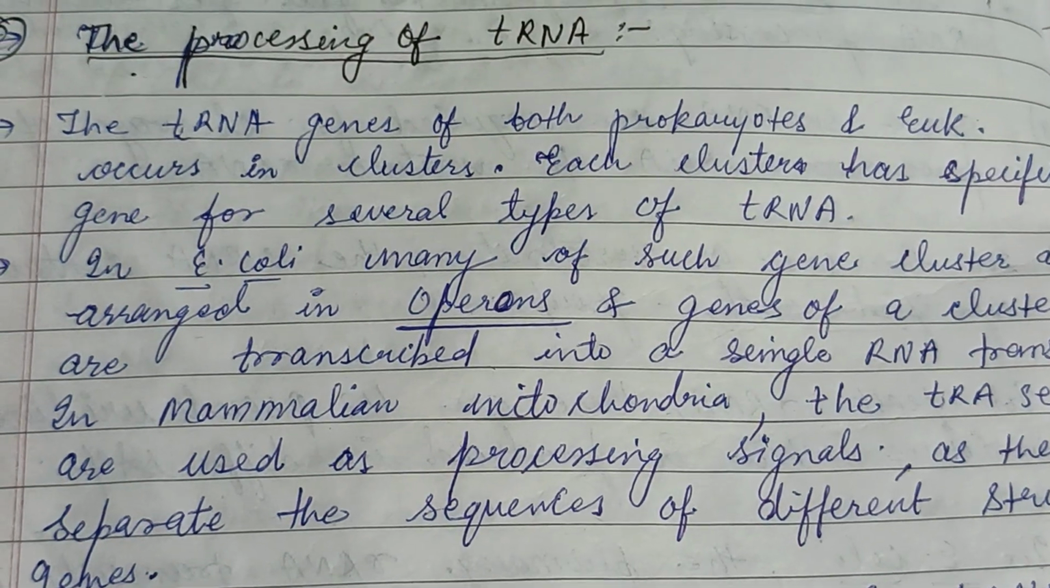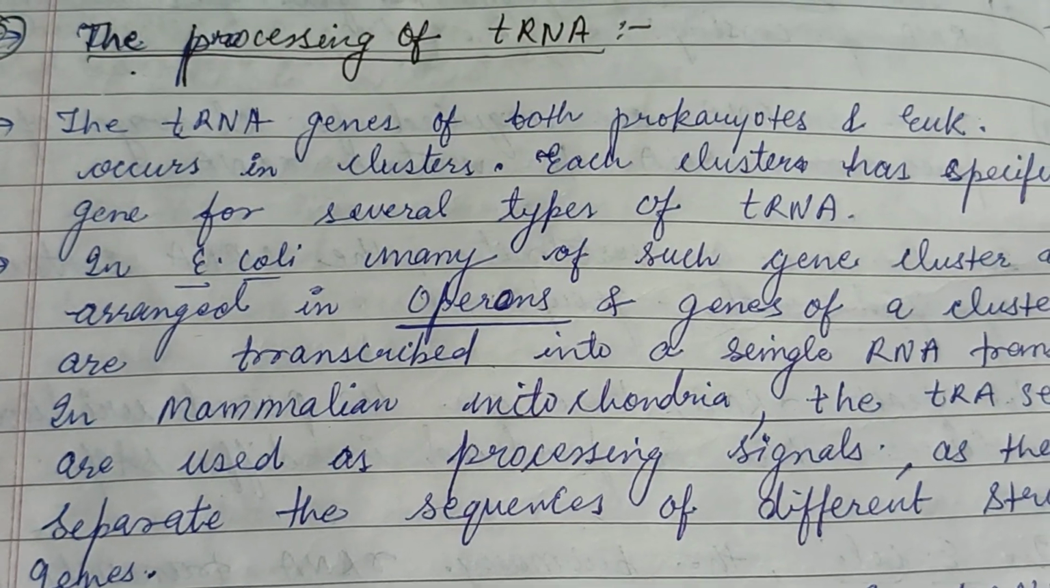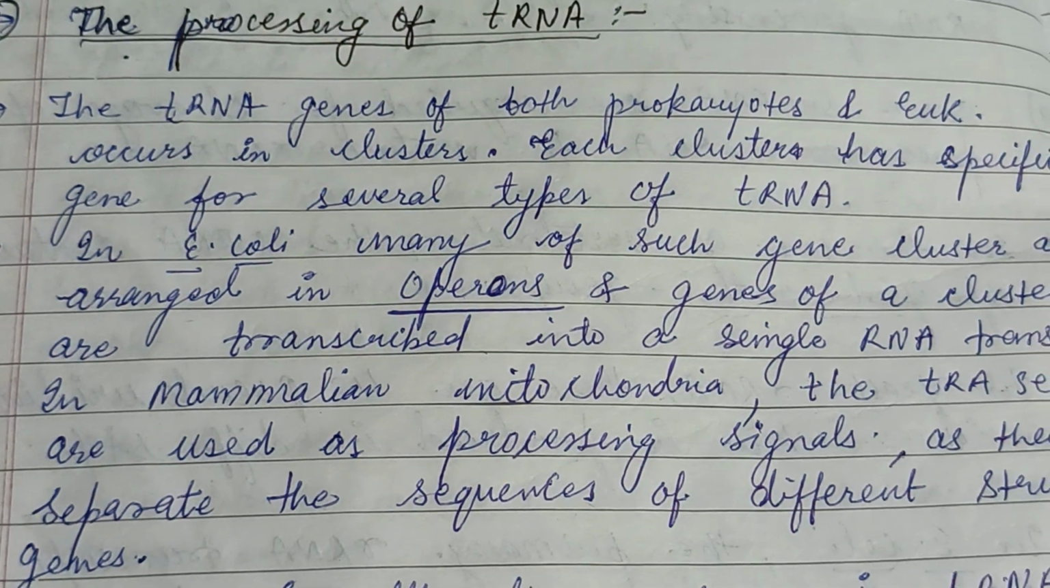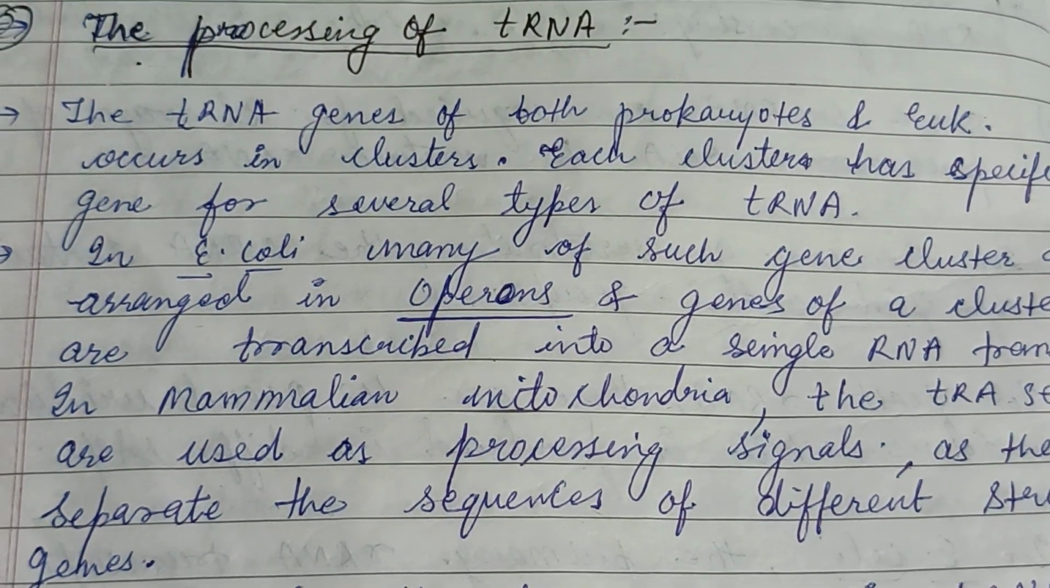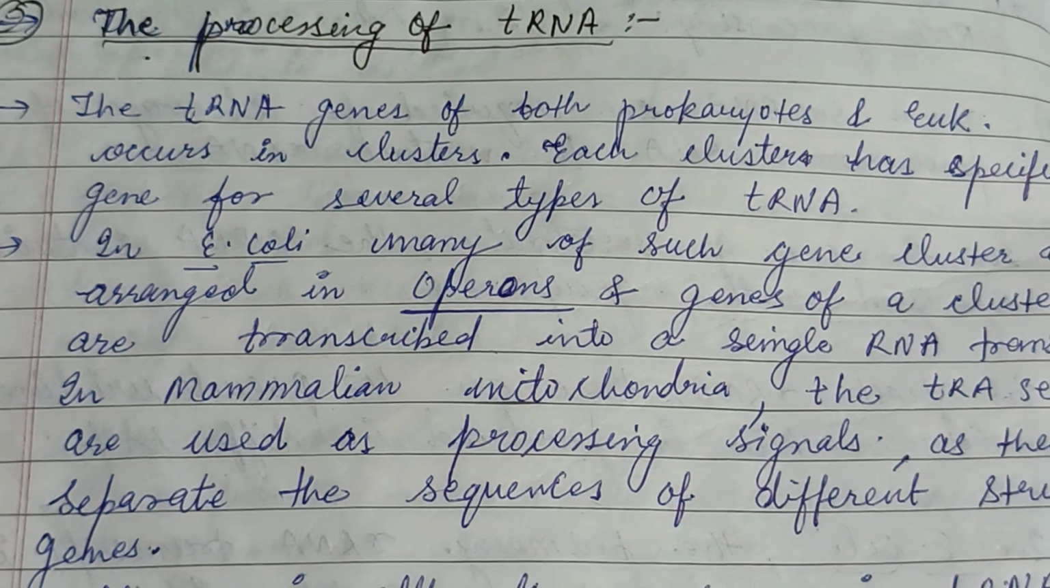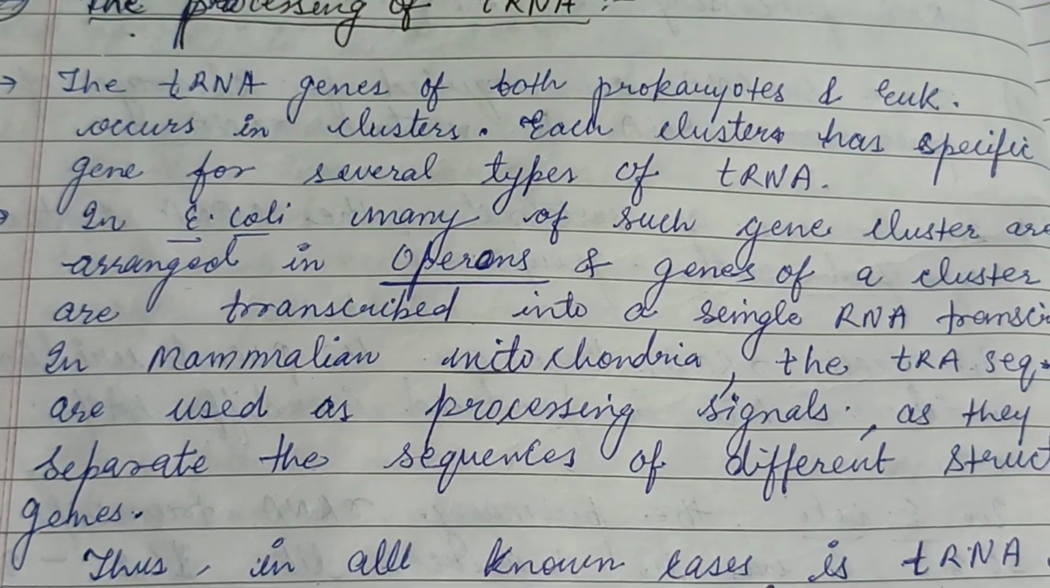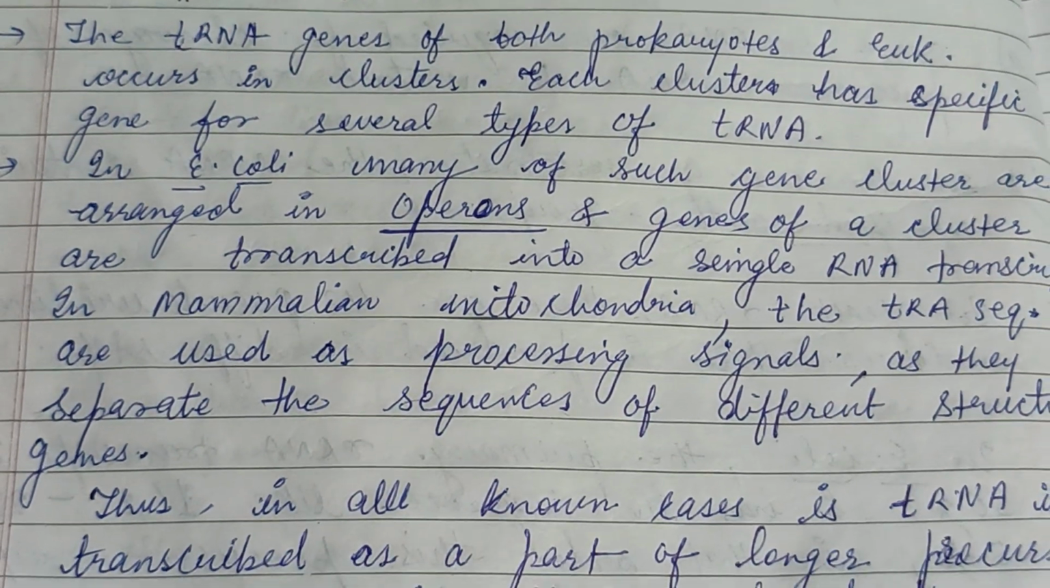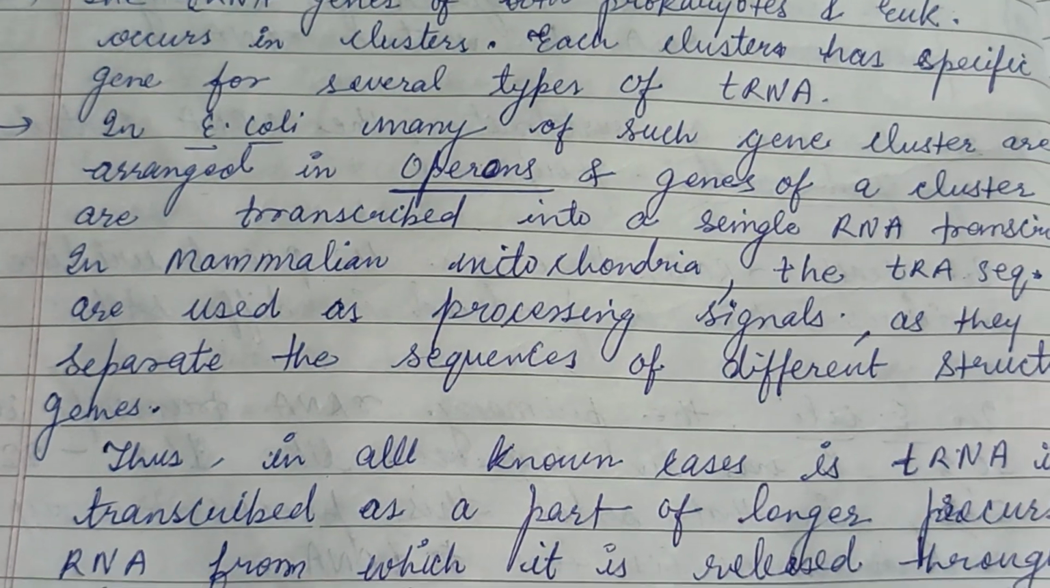This video is about the processing of the tRNA, and in my previous video we have discussed the processing of the rRNA and the overall process of the RNA processing. So in this tRNA, genes of both prokaryotes and eukaryotes occur in clusters, and each cluster has specific genes for the several types of tRNA.